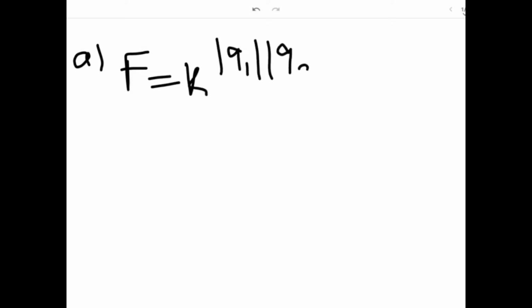So Coulomb's law states that the force is directly proportional to the product of the quantity of the charges and it's inversely proportional to the distance between the charges squared.